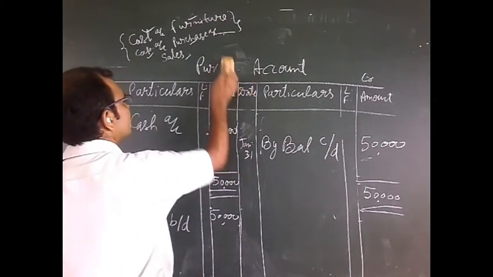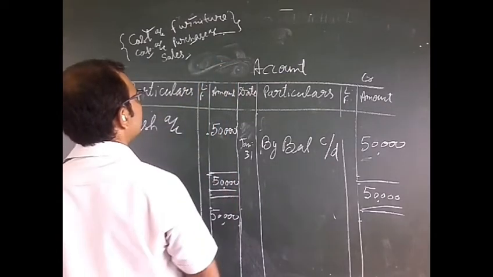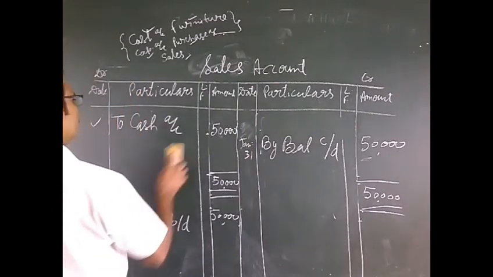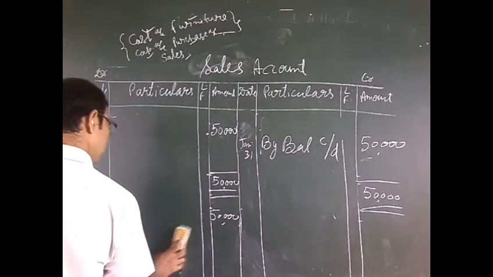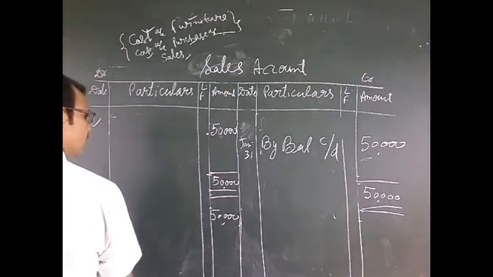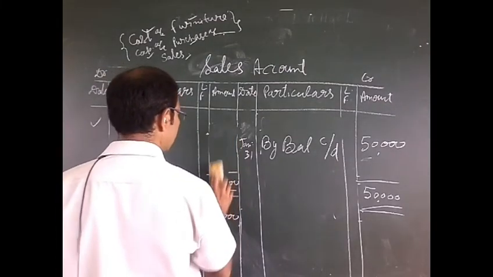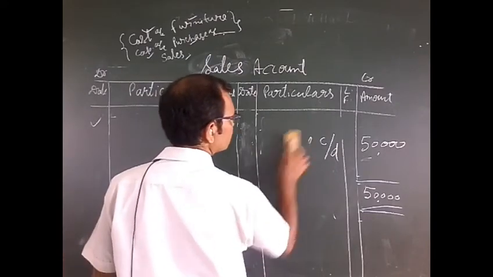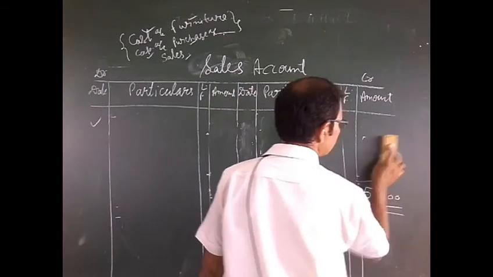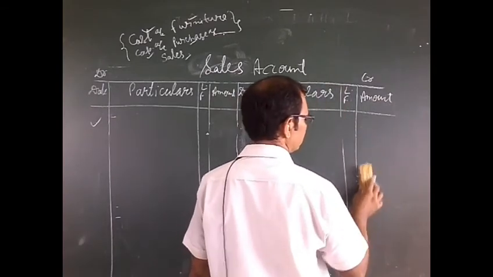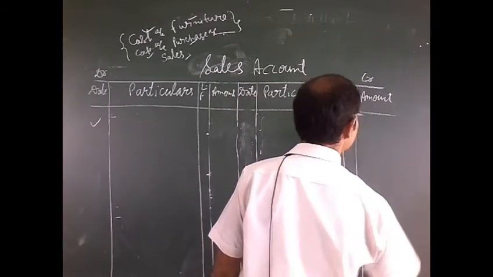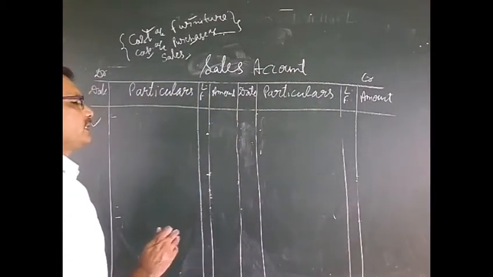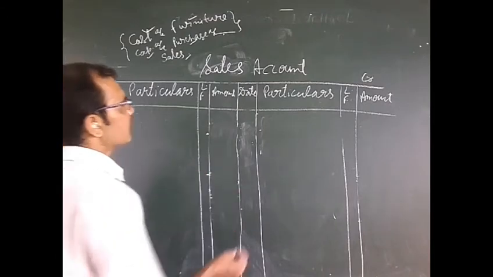Now we will see the last account, and the name of account is sales account. We will see what was the entry of sales account in journal. The entry was cash account debit to sales account. In sales account you cannot write sales, so you will write cash, and cash was written in debit side, so you will write in the credit side.